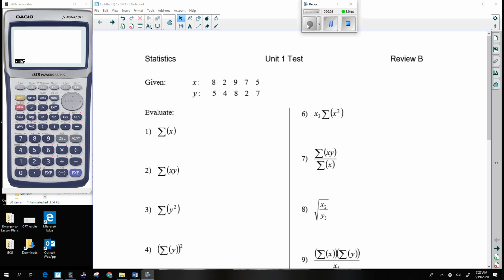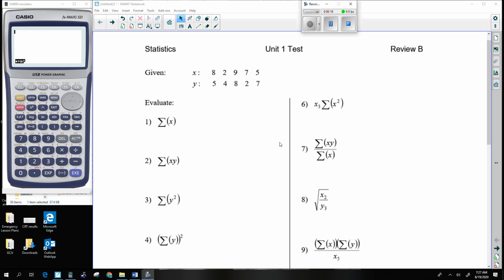All right, everybody. This is the Statistics Unit 1 Review B, in preparation of our retest that we have. What we see here is we begin with a bunch of summations. So what I'm going to do is set up my calculator so it can help me do these summations a little bit quicker.